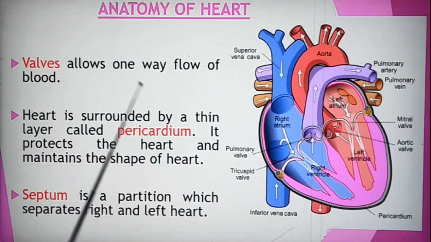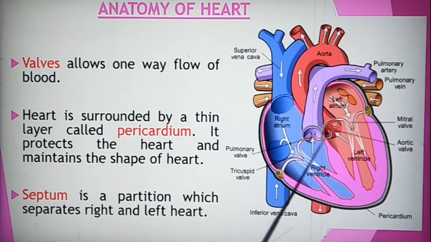And the heart is surrounded by a thin membrane. In the picture you can see very clearly, this is the pericardium. It protects the heart and maintains the shape of the heart. The pericardium is the outermost covering of the heart. See the beautiful shape of the heart, protected by the pericardium, and you can see the four chambers: right atrium, right ventricle, left atrium and left ventricle.